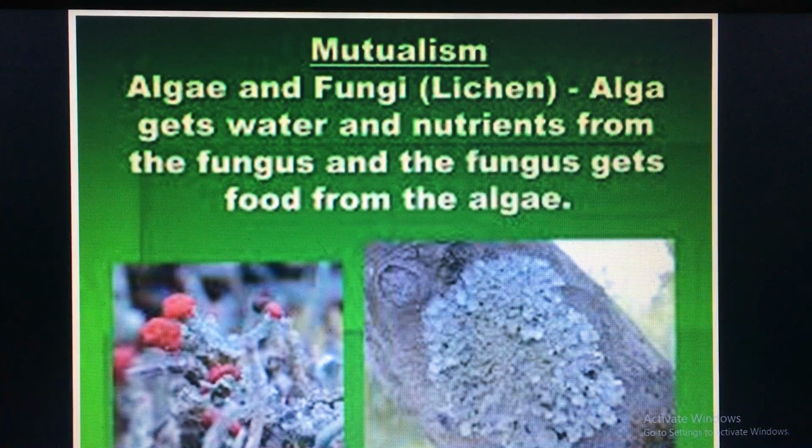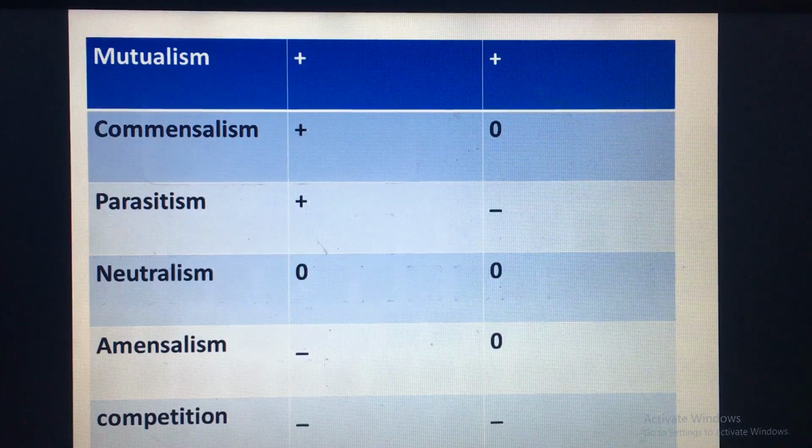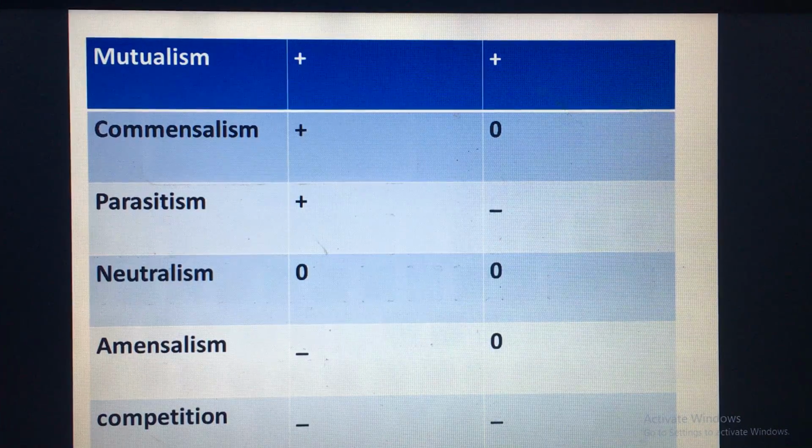So the most common is mutualism. Here we have different types of symbiosis relationships. The most common is mutualism, the plus and plus sign, where both are benefited. Under commensalism we have one species that is benefited and the other remains unaffected, that is 0. Then under parasitism, one species gets benefited and the other is harmed, that is minus.